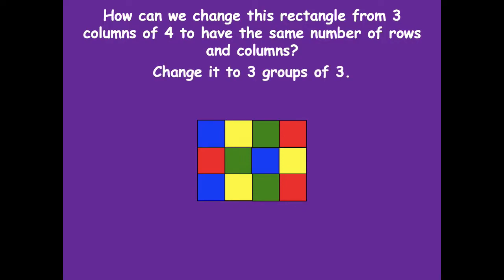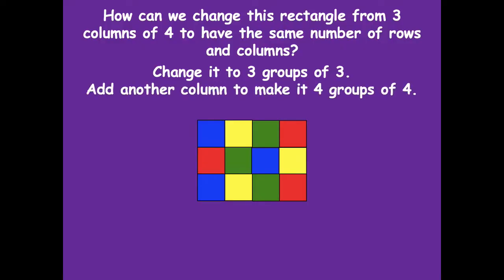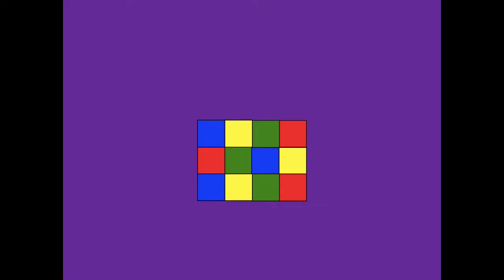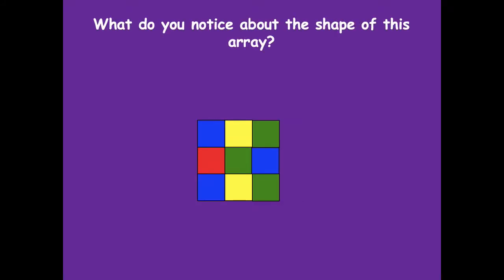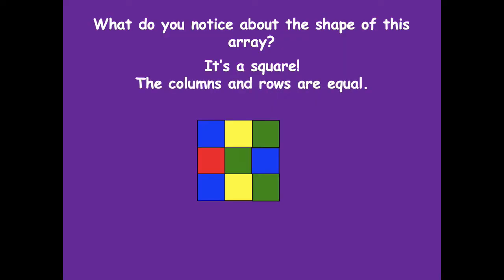Well, we could change it to 3 groups of 3, right? We could add another column to make it 4 groups of 4, or we could take away one of the rows. All right, so let's say we took away a column. What do you notice about the shape of this array? Well, we know that it's a square. The columns and rows are equal, and there's 3 rows and 3 columns.